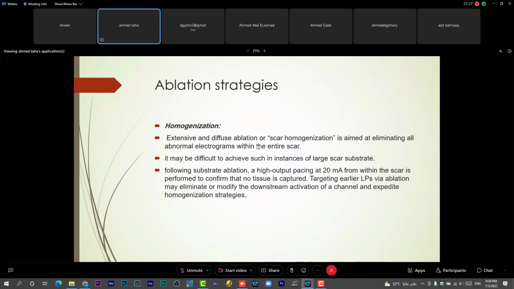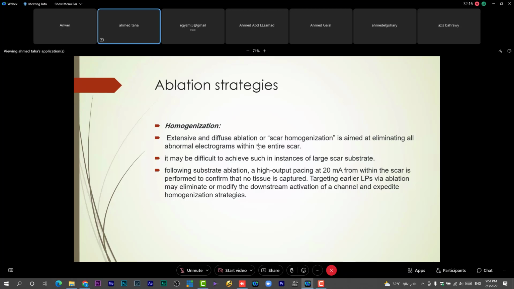Both of them. And that will be what's called homogenization. So I will do extensive and diffuse ablation of the scar zone, making these functionally blocked zones into what's called fixed block zones by ablating all these points. So I make the scar more homogenized, more scar zone, so there are no islets of living tissue inside the scar zone that could be a corridor or isthmus for other ventricular tachycardia.